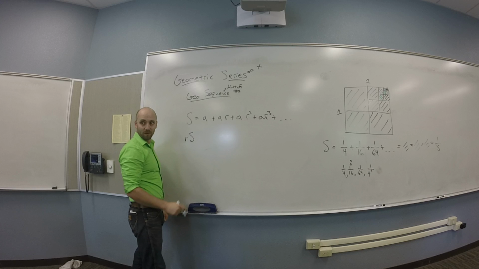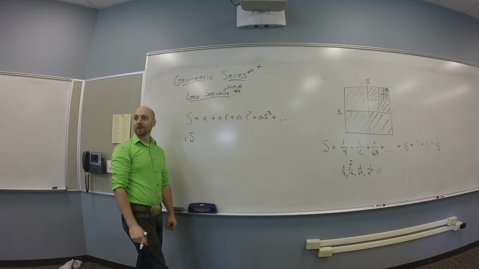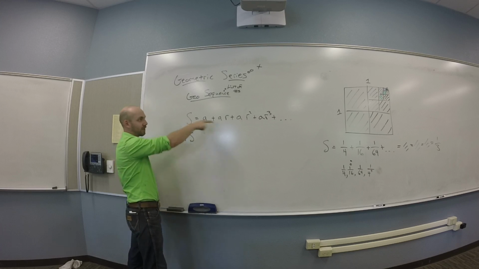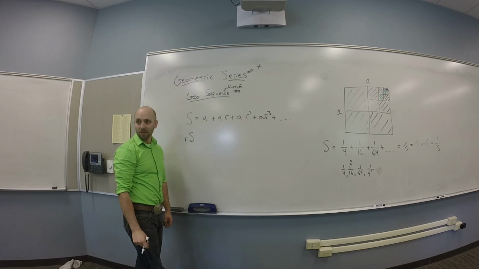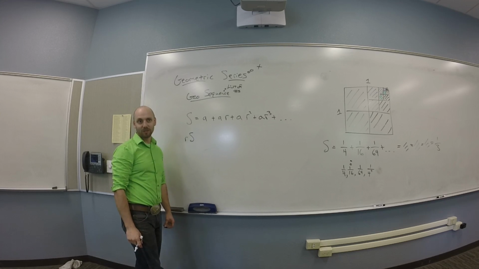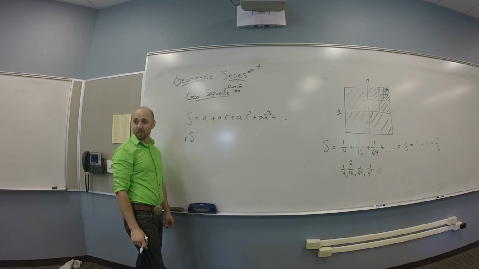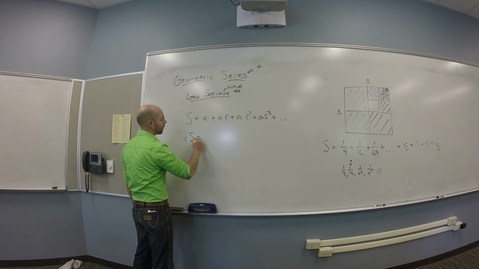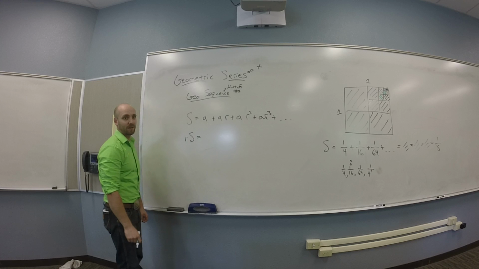Why do you do that? What are we trying to do? I'm trying to figure out what S is. That's my goal. I'm going to try to figure out what this sums to in general. Why multiply by R? Because I'm basically out of ideas, and geometric sequences and series have lots of this multiply by R, so I'm just going to try it. So if I multiply by R, what do I get?